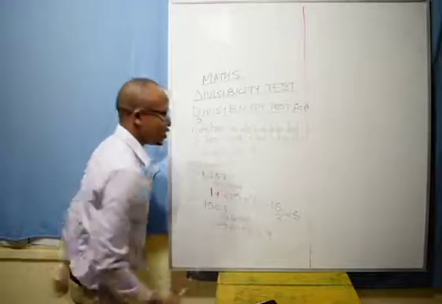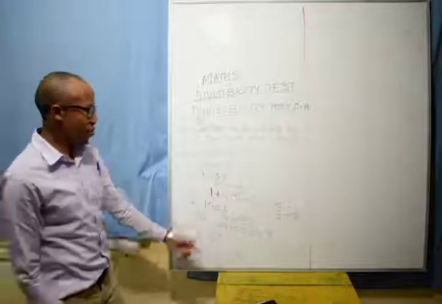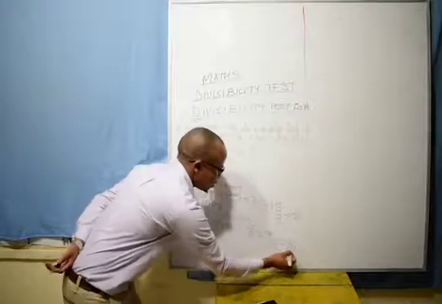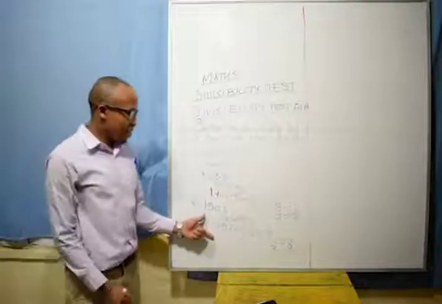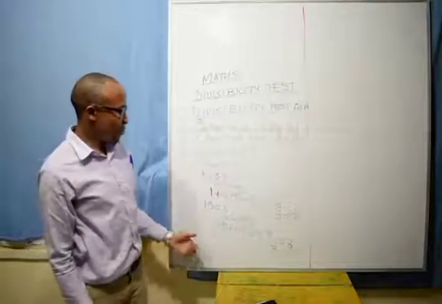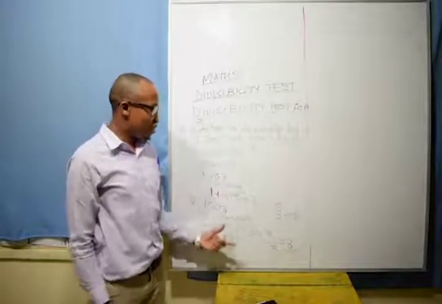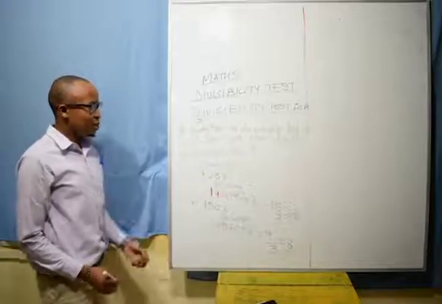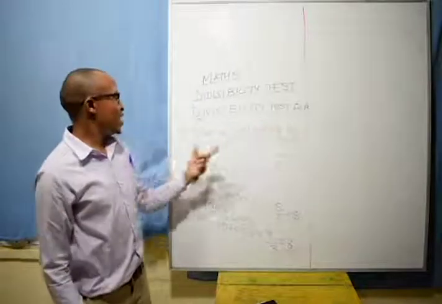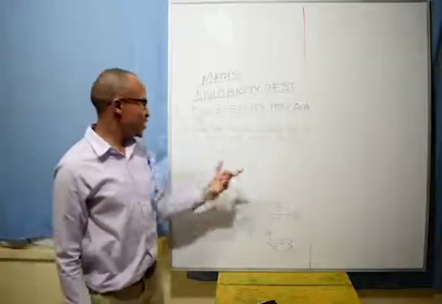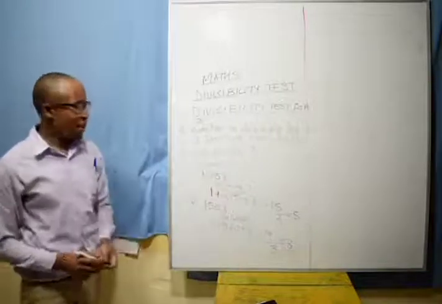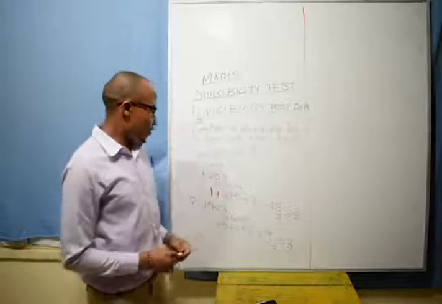And then, is 9 divisible by 3? Yes, because if you divide by 3, it becomes 3. So we say that the number is divisible by 3 because the sum of its digits is divisible by 3. In simple terms, you can say a number is divisible by 3 if the sum of its digits is divisible by 3. That's how you are going to do the divisibility test of 3.